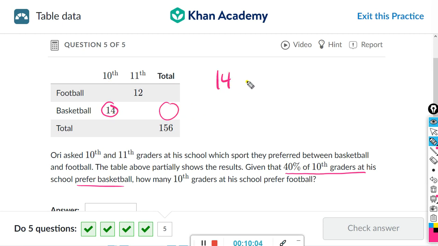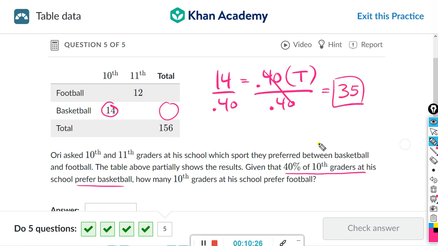Okay, so 14 equals 40% or 0.40 of the total. All right, so just divide both sides by 0.40 in order to solve for t. It cancels here, and I'll do this on the calculator. And I get 35. All right, so this is 40% of the total, which is 35. And now we can fill in everything else. 35 minus 14, that's 21.